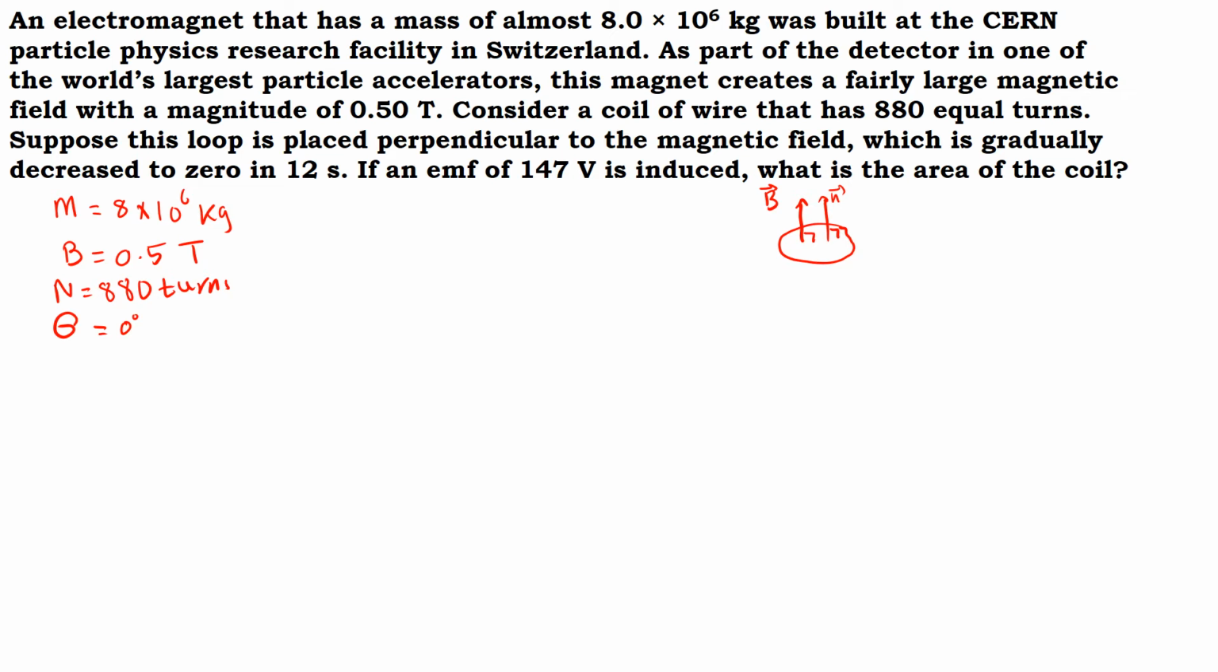The magnetic field gradually decreased. So this was the initial value of the magnetic field, 0.5. The final value is 0 Tesla, in 12 seconds. Delta T is equal to 12 seconds. If an electromotive force of 147 volts, so the induced electromotive force is 147 volts, what is the area of the coil?